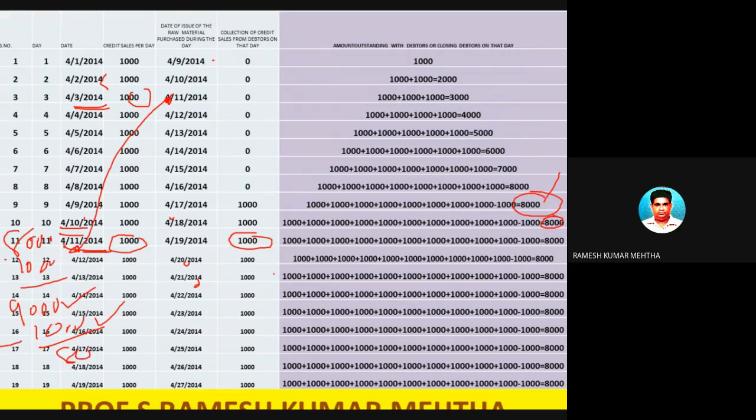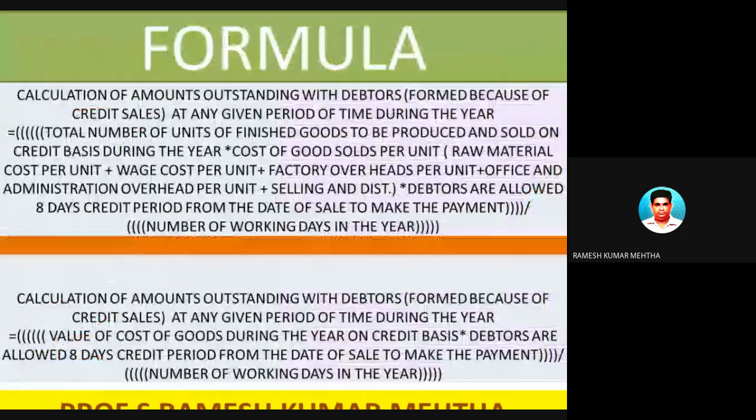So 8000 is pending. If you continue like this, 8000, 8000, 8000, 8000, and similarly 8000 for the rest of the year. So the amount of money which is lying idle or getting stuck with the debtors, or which is outstanding with the debtors at any given period of time, is 8000 rupees. This is the way you can calculate.